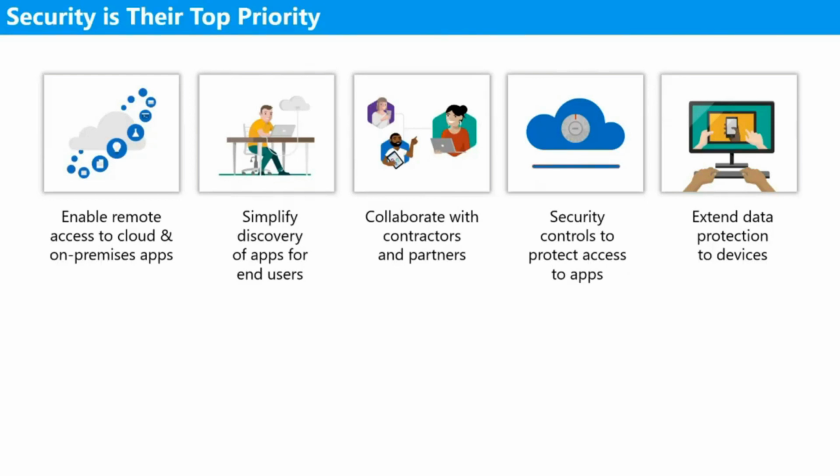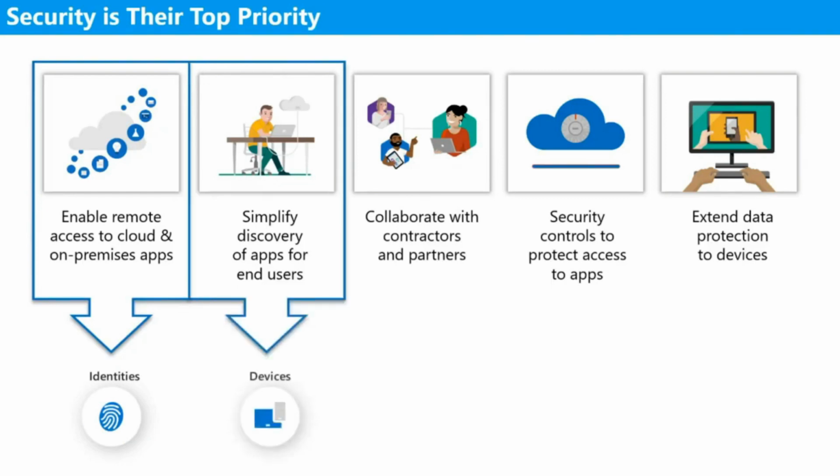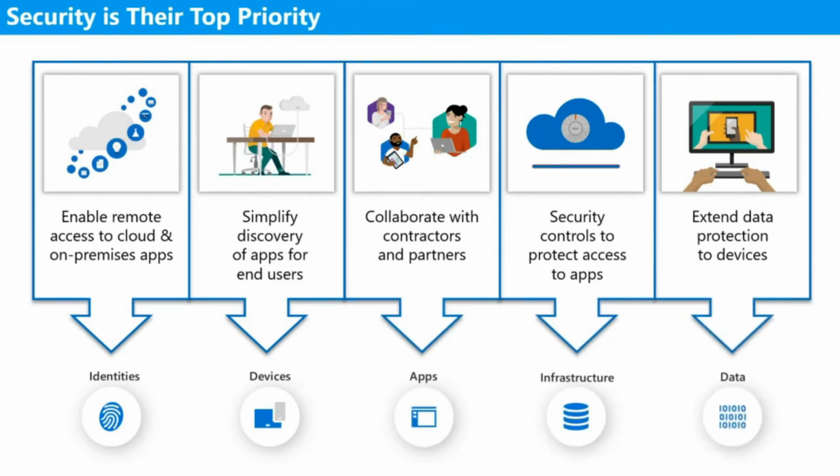yet providing rapid access to the users. So they look at identities, devices, apps, infrastructure and data. These 5 key areas are very crucial when looking into security for providing a working from home solution.